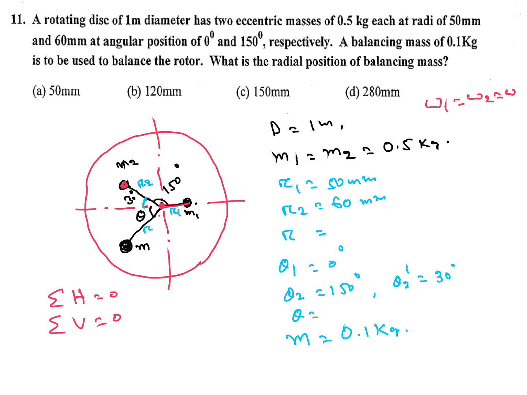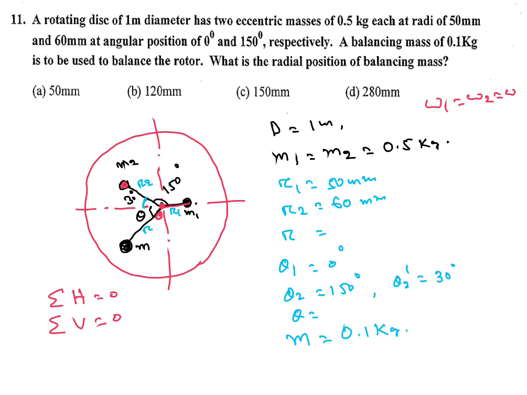And like that for vertical, from 0 position or O, we will take this one as O. From O, M1 is 0 and M2 is M2 R2 omega square into sin 30, and for balancing mass it's going downward, so it's negative m r omega square sin theta. Like that we have to calculate.